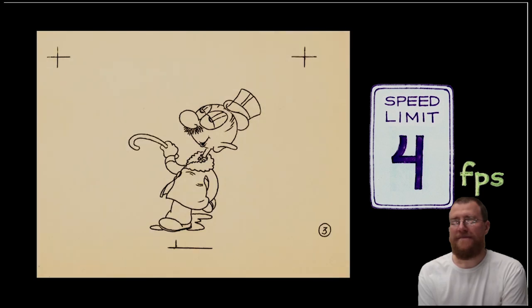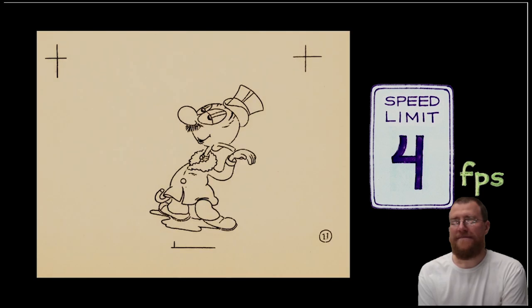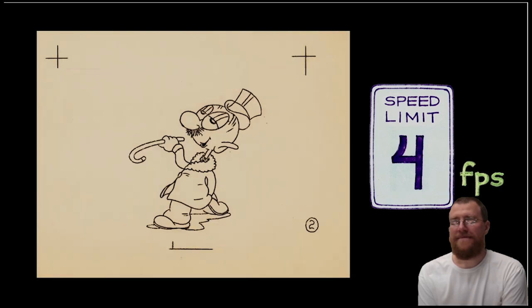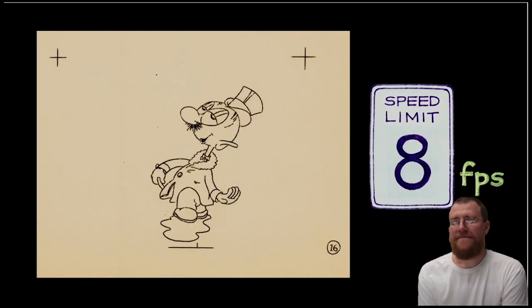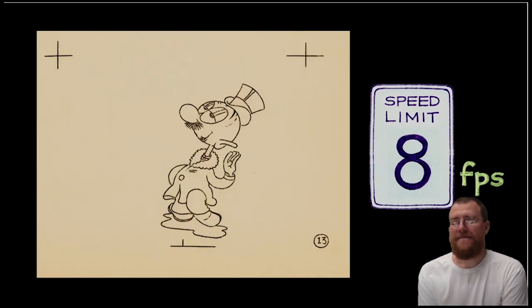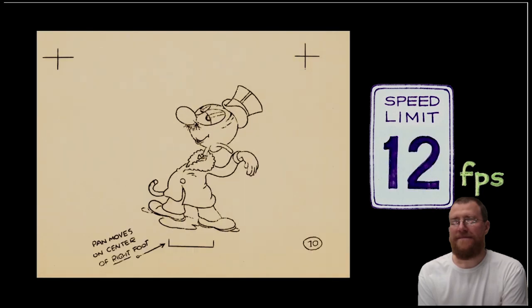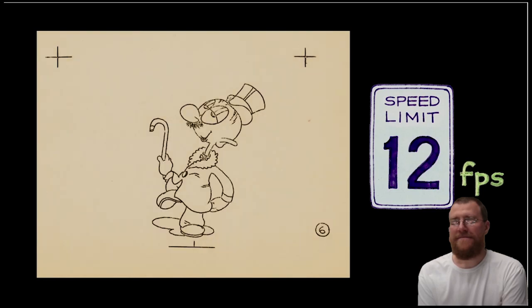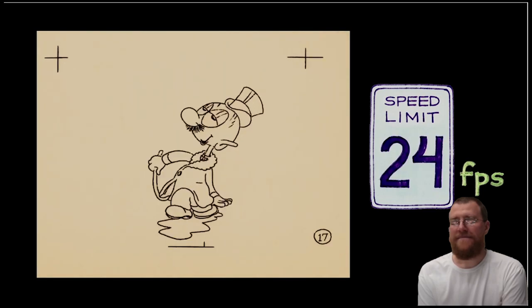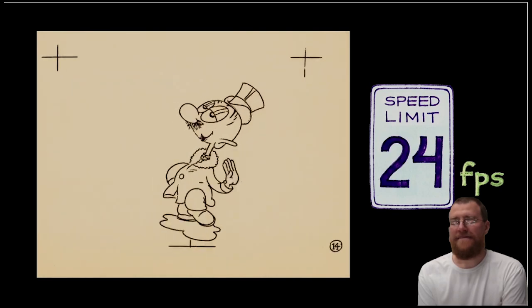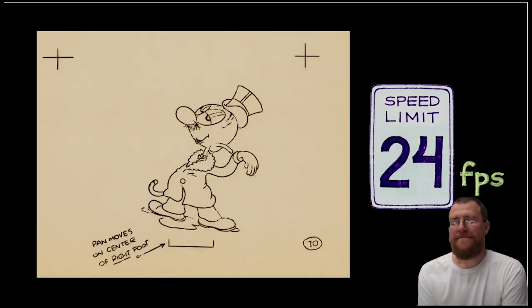Now we're starting to get a feeling of motion, but it's really not very smooth. We're still aware of the fact that we're looking at separate images. Let's speed up. 8 frames per second. 12 frames per second. Looks like we're about there. At 24 frames per second, the motion looks even smoother. This is standard full speed.